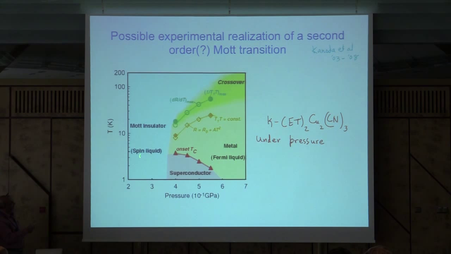And this transition is, if anything, only very weakly first order. Right? Or it's not clear, I think, whether the transition is first order or not. So this gives us further motivation to seriously consider the question, theoretically, of whether the Mott transition is ultimately allowed to be second order, and if so, what happens?